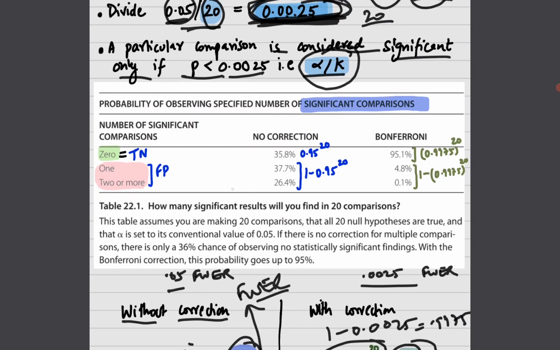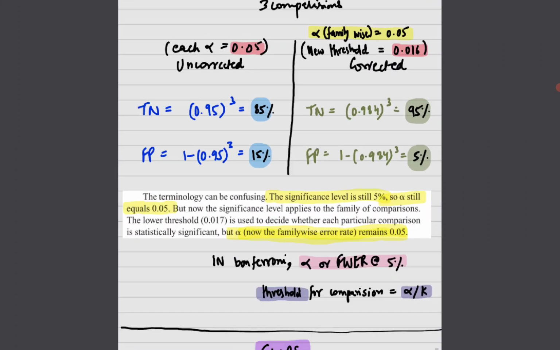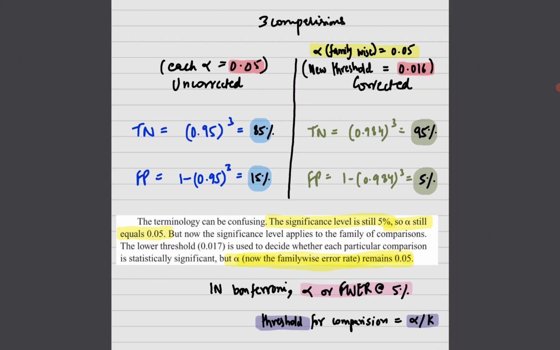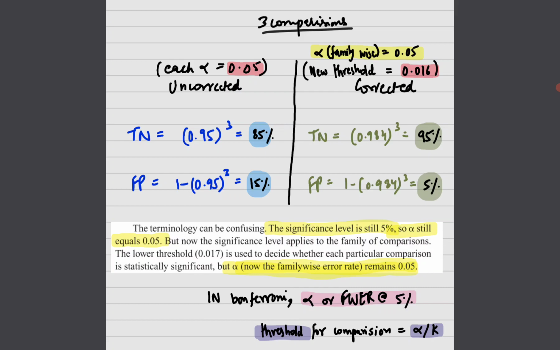This is the same thing which is written here in this table. You can see that the true negative rate has changed to 95%, and the family wise error rate has changed to 5% after doing the Bonferroni correction. You can similarly do one more exercise. Let's say we are doing Bonferroni correction for 3 comparisons, and then you can compare before and after correction what the FWER is.